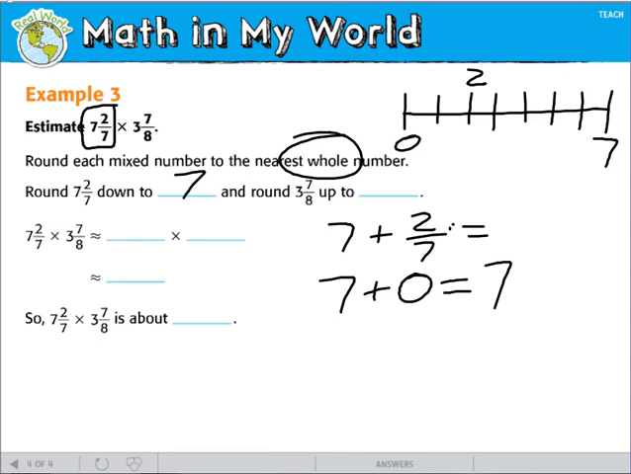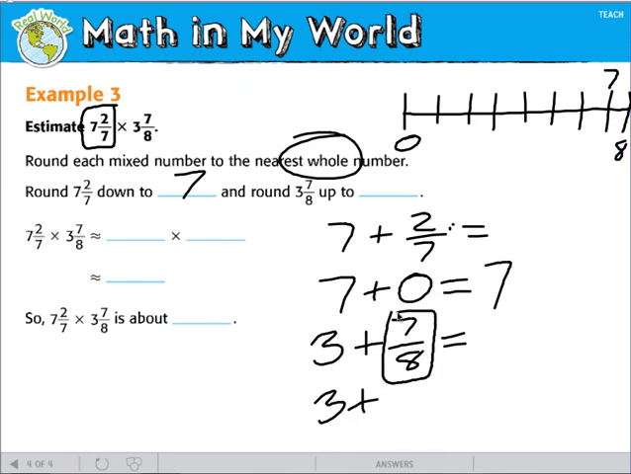Now we have 3 and 7/8, right? I'm going to take my number line and add a line. That's 8. Here's 7. So now I have 3 plus 7/8. 3 plus 7/8 is going to round to what number? 1. So I'm going to round this and we're going to get 7 times 4, which is about 28.